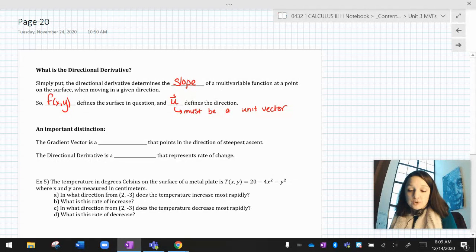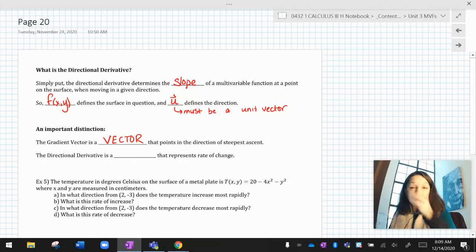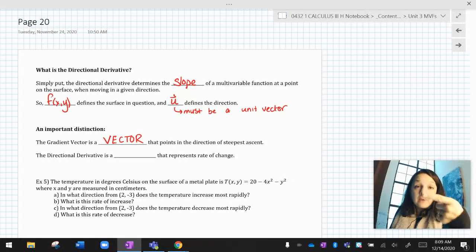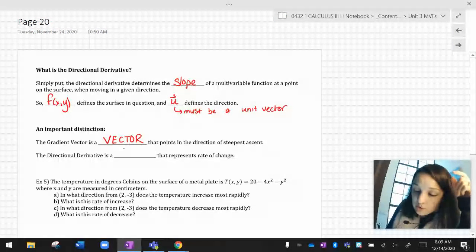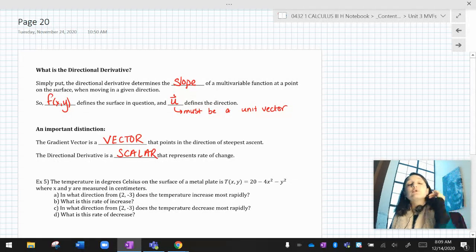Other distinctions here. The gradient vector is a vector that points in the direction of steepest ascent. We use the gradient vector either A, to find the direction of steepest ascent, or B, in order to find the directional derivative. Your gradient vector is a vector. Your directional derivative is a scalar that represents rate of change or slope of z. Okay?